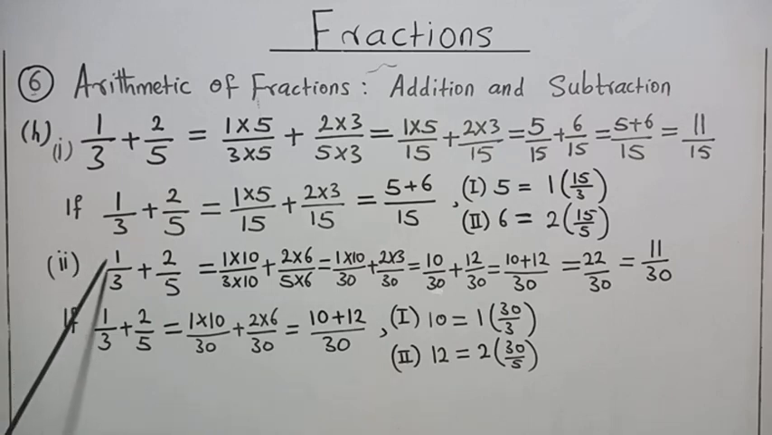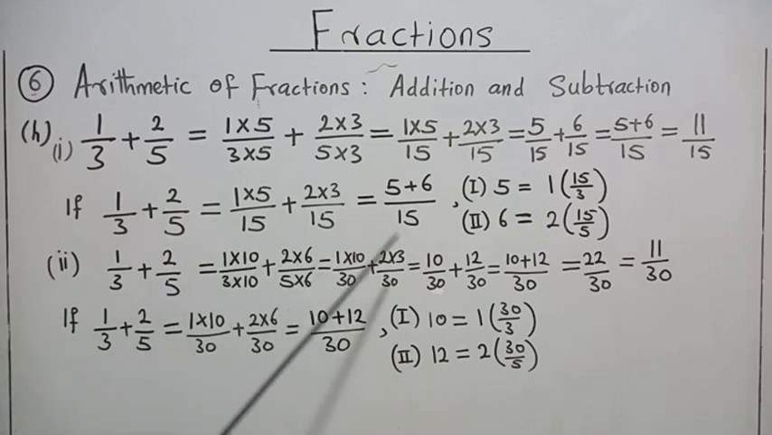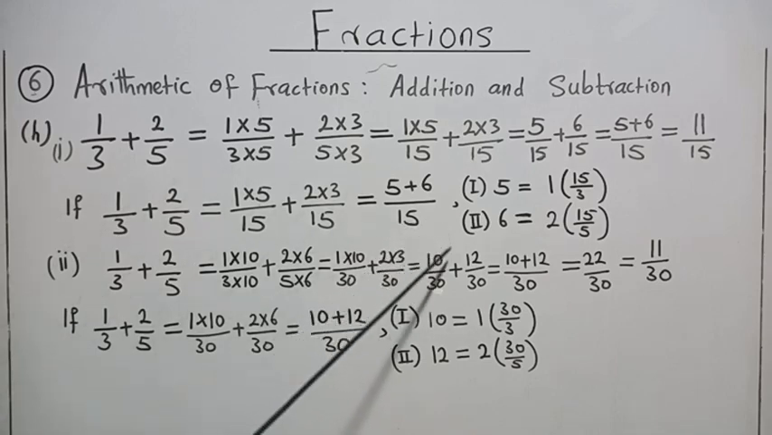Therefore, this has become this, the 2 being equivalent, while this has become this, the 2 also being equivalent. At this point, because 10 over 30 plus 12 over 30 is addition of 2 fractions that possess the same denominator, adding them is the same thing as adding these 2.